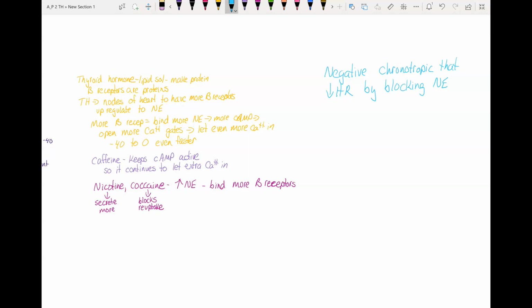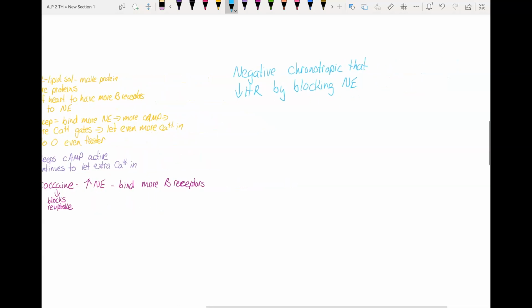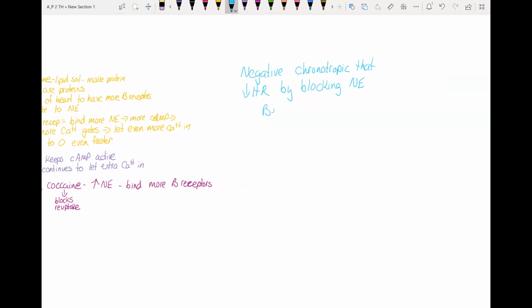It's basically like taking away the gas pedal from your car. You can't speed up your car if you don't have a gas pedal. And you always have some level of norepinephrine in your body. So if you can block norepinephrine from acting on your heart, then your heart will slow down. This would be the beta blocker drugs and the calcium channel blocker drugs.